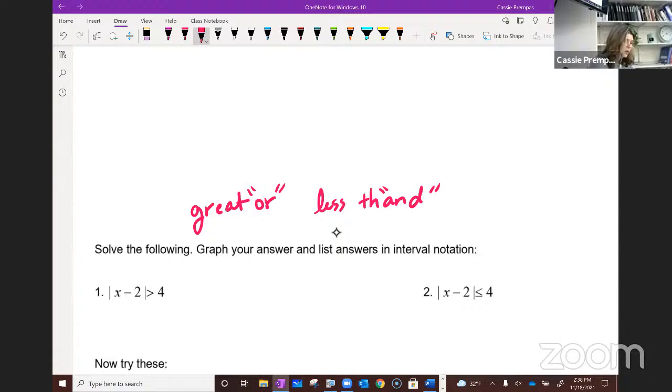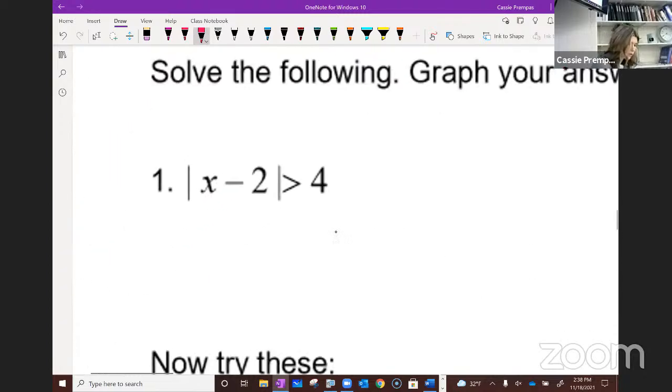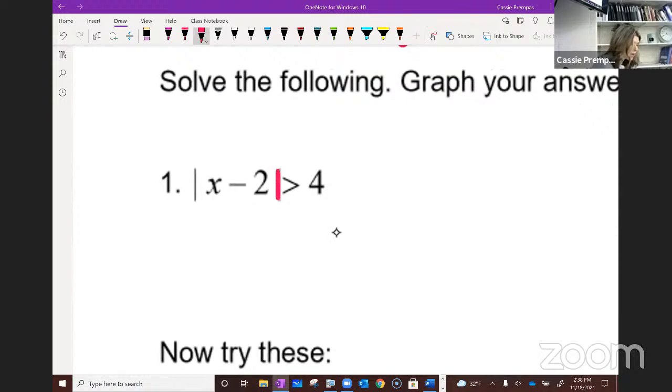So let's see how number 1 and number 2 would differ. It says solve the following, graph your answer, and list your answers in interval notation. Looking at number 1, I know in order to remove the absolute value, I need 2 situations. There are 2 distances away from 0 on the number line. Is this going to be an or situation or an and? Or, good, because this is a greater symbol. So this is going to be an or.